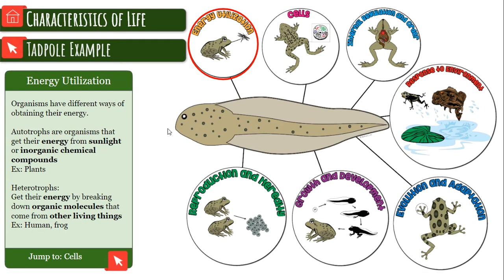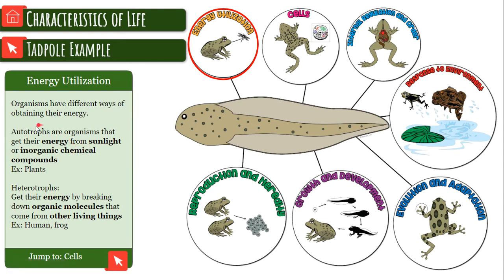So in our notes, that's in the top left corner. So organisms have different ways of obtaining their energy. They're generally classified in two groups. You have autotrophs, which are organisms that get their energy from sunlight, but you also have autotrophs that get energy from inorganic chemical compounds. So you can have a photoautotroph that uses sunlight, and you can also have a chemoautotroph that gets its energy from chemicals.